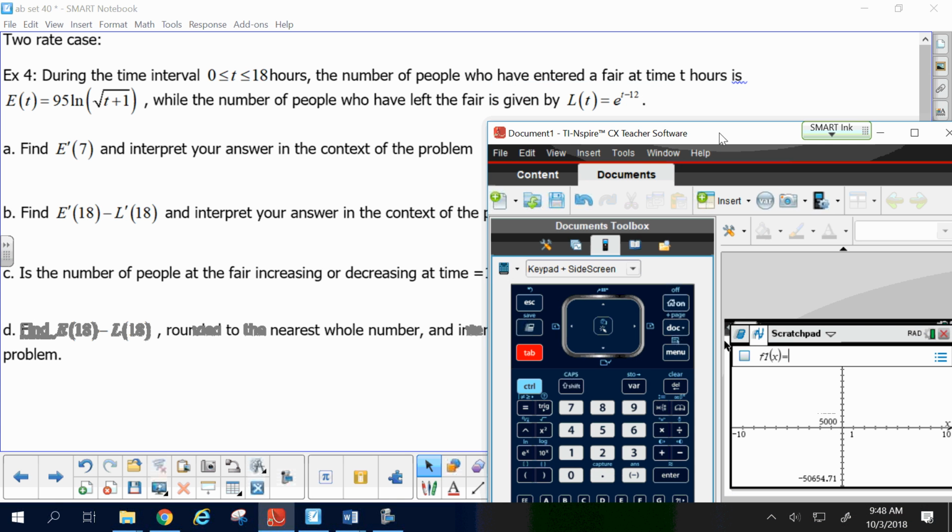Okay, what are my functions? I would strongly recommend that on your paper you write below each one where you put which one. So below E, I would write F1. Below L, I'd write F2, so you know which one's where. Okay?